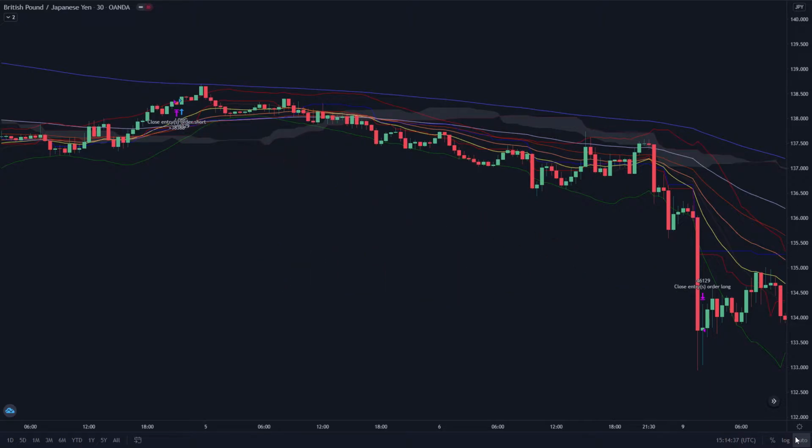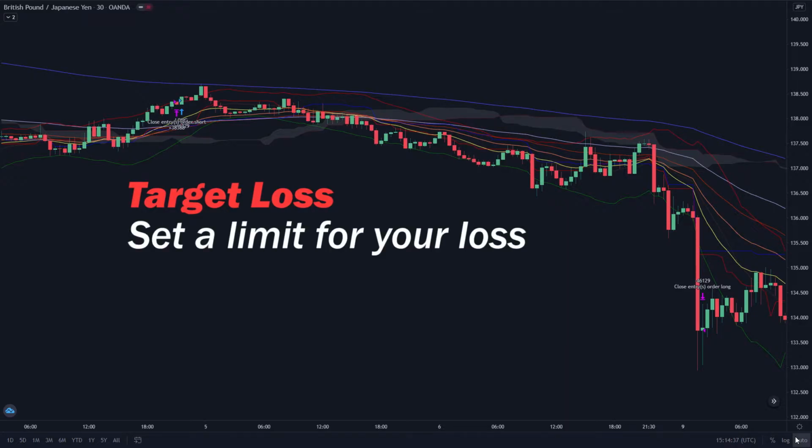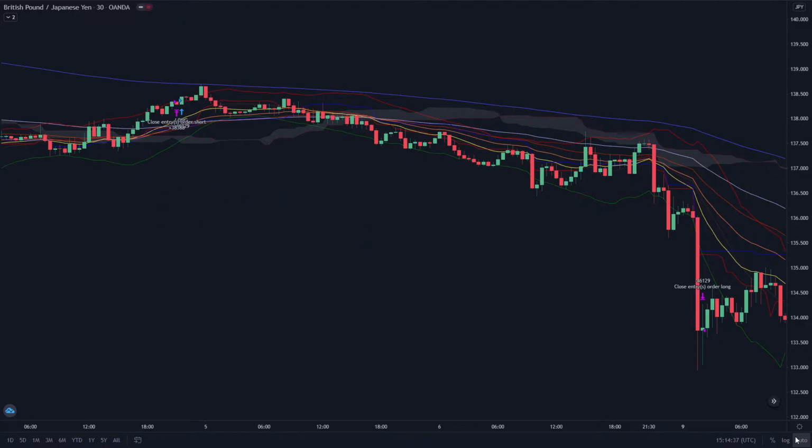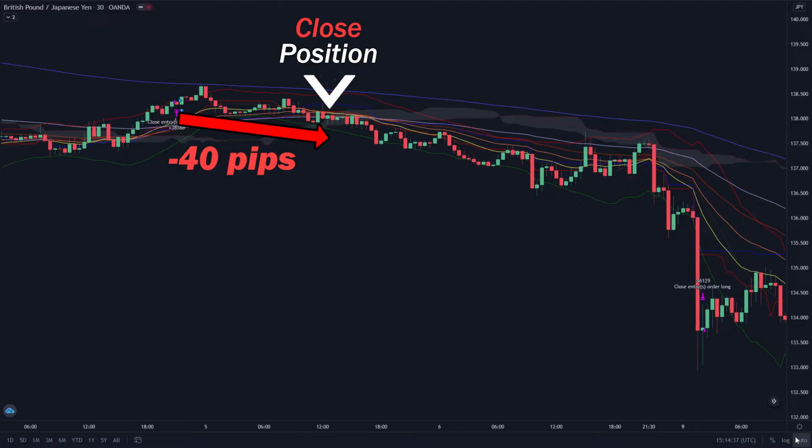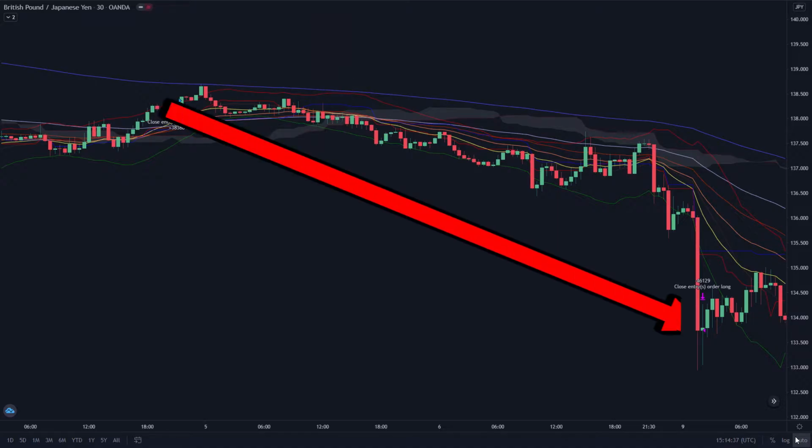So the solution to this is to add a target loss. A target loss is when you set a limit for your loss. So let's say 40 pips. So if a trade loses 40 pips, you close the trade automatically. This way, you can minimize your loss and not get hit with massive losses like this.